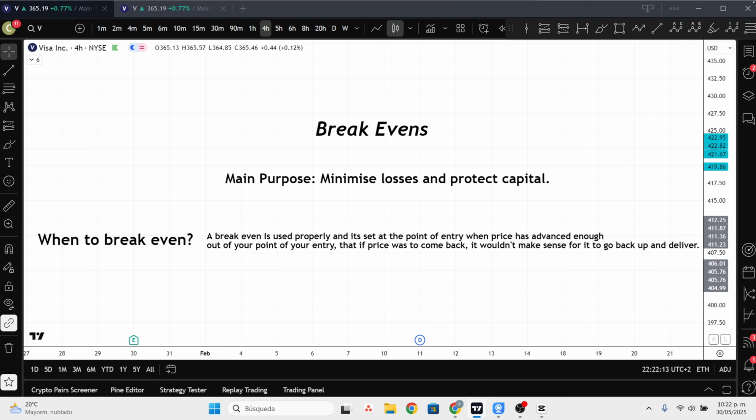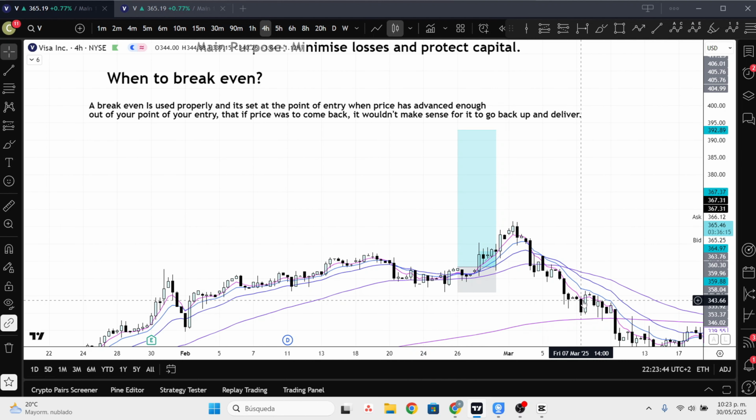But we also need to know how to effectively use break-evens, because if we're not, we could be missing out on profits or increasing our losses. So let me explain how to properly use a break-even. A break-even is used properly and is set at the point of entry, which will be this one in this case, when price has advanced enough, like this, out of your entry point, that if price was to come back all the way here to your point of entry, it would make sense for it to go back up and deliver. So we're using our break-even properly when price has gone up, and if price was to come back, it wouldn't make sense for price to go back up again.